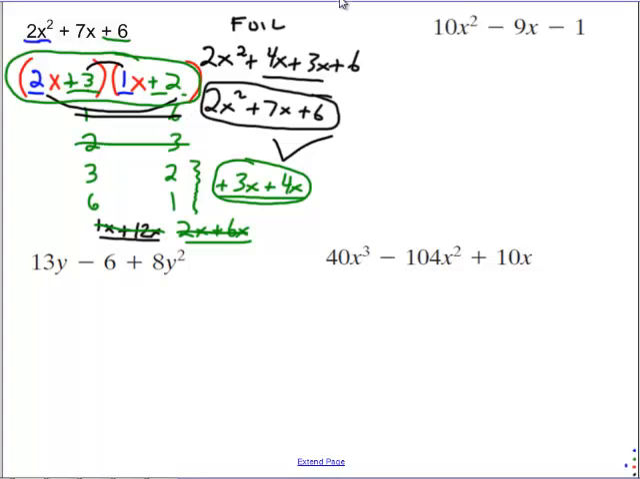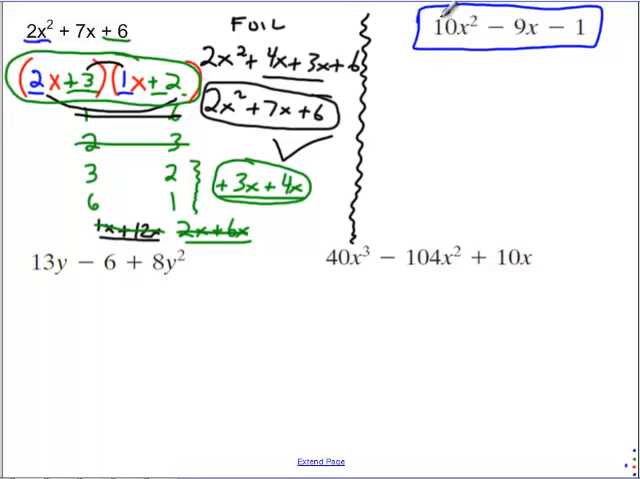Let's now work on this example over here, the one on the top right: 10x squared minus 9x minus 1, because it's going to give us opportunities to go through all of our steps. Remember, there were 3 steps to making our life easy. Step number 1 was making sure the polynomial is in descending order. We've got an x squared term, then an x to the first power, and an x to the 0th power. So there, it's in descending order.